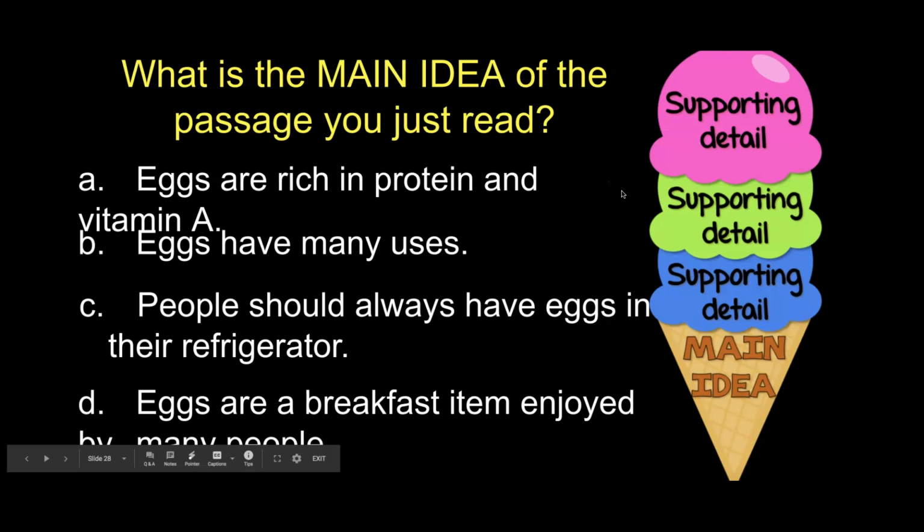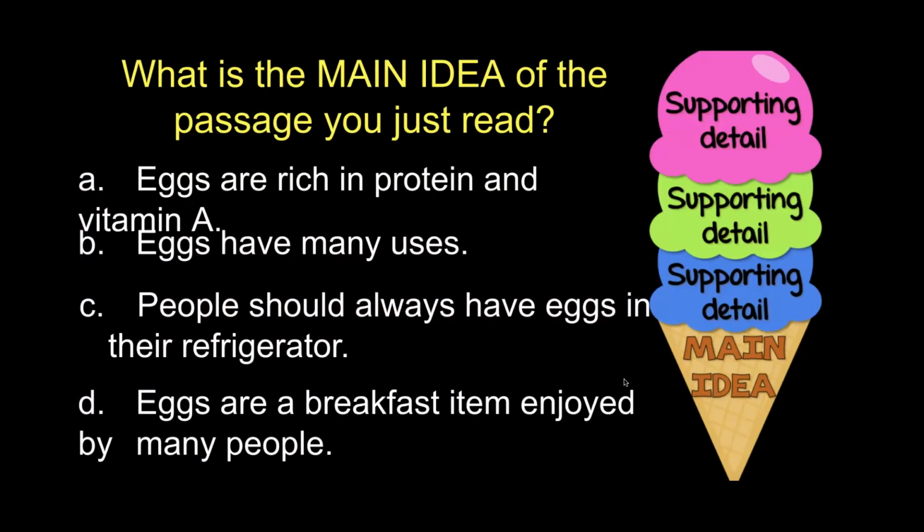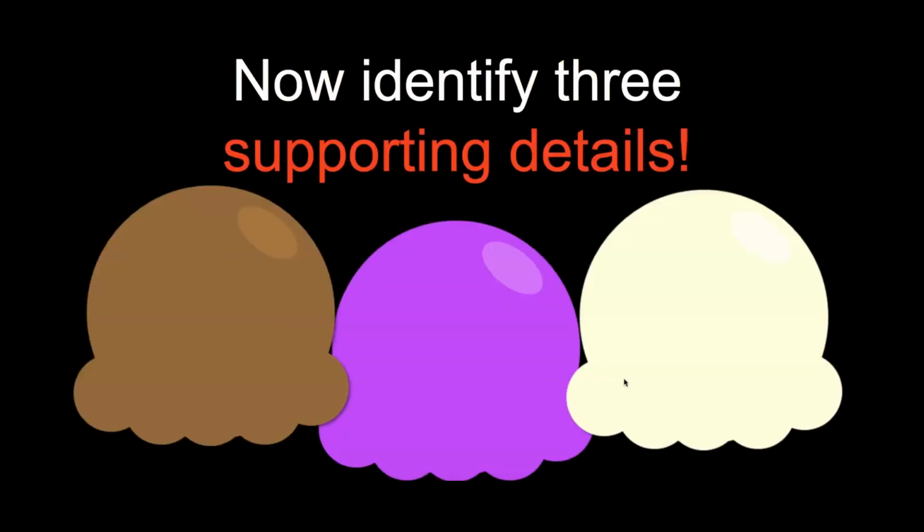Well, the topic is eggs, okay, but we need to narrow it down. What were they talking about? Well, if you said B, then you're right. Let me back up the passage, okay? It talked everything here about eggs, rich in protein, for breakfast, for your hair. It goes into a great lotion. It goes into glue projects. And look at this, eggs have many uses. That's the main idea, but notice it wasn't at the beginning of the passage. All right, so we said it was B. Now, some of the supporting details that we found. And again, you could go back to the passage.